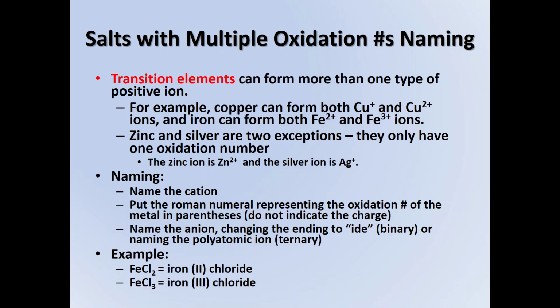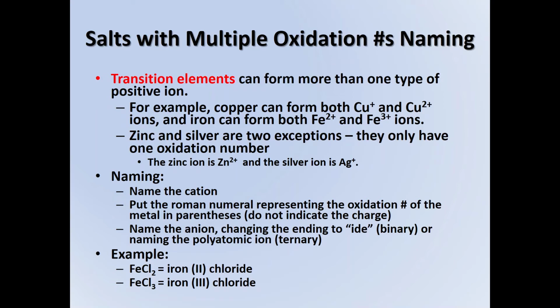The transition elements can form more than one type of positive ion. For example, copper can form 1 plus or 2 plus. Iron can form 2 plus or 3 plus ions. Zinc and silver are the only exceptions. Note, y'all are going to have to memorize a lot of exceptions for this. They only have one oxidation number apiece. So this naming scheme is only for the multi-oxidation numbers, for ions that have more than one common oxidation number.